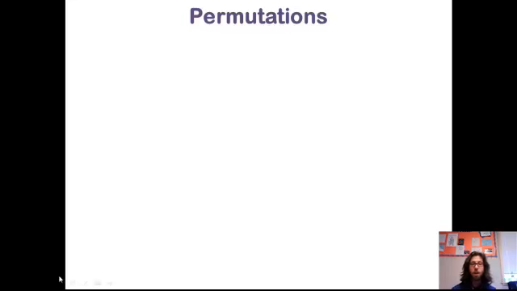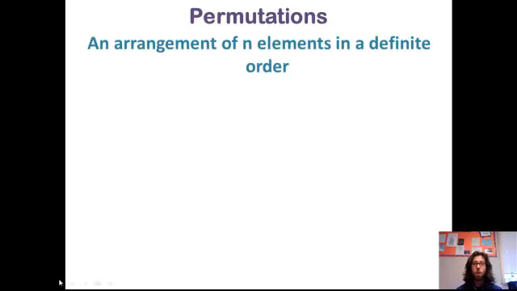Now, permutations are something that's a little bit different. It's an arrangement of N elements in a definite order. So obviously, when you're rolling dice or picking out shoes, the order that you pick them out doesn't matter. You can pick red first, blue first, or I think green was the other color I had up there. It doesn't matter.